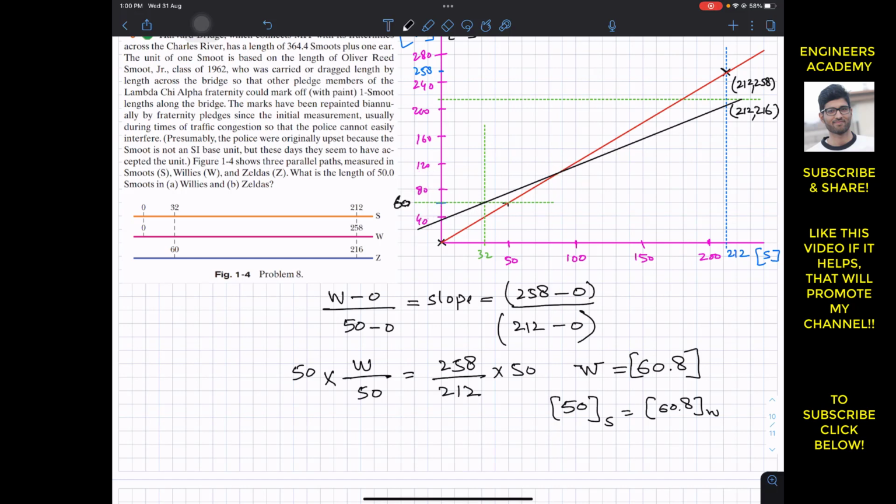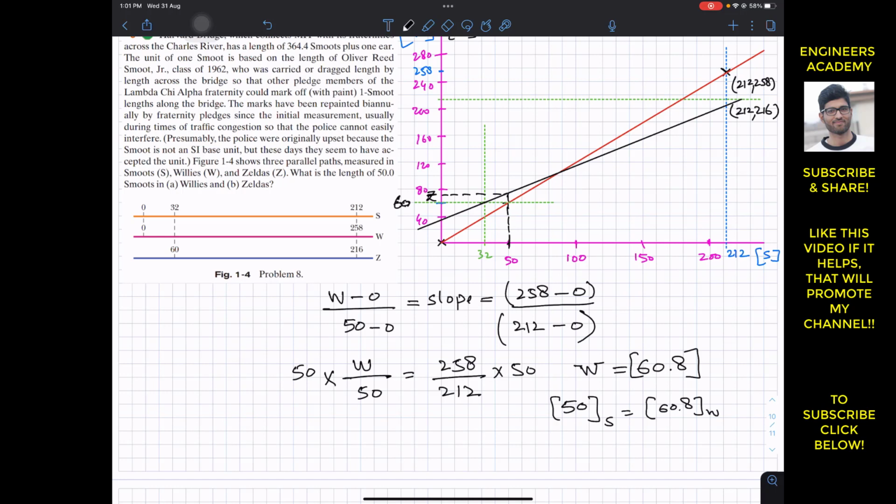Now again we need to find the value of Zillies when Smoots is 50. So this is 50, right? This is 50 Smoots. So we have to find this particular value. Let's draw a horizontal line here, and a vertical line here. We need to find this particular value, which is between 60 and 80. Let's say we want to find this z value.